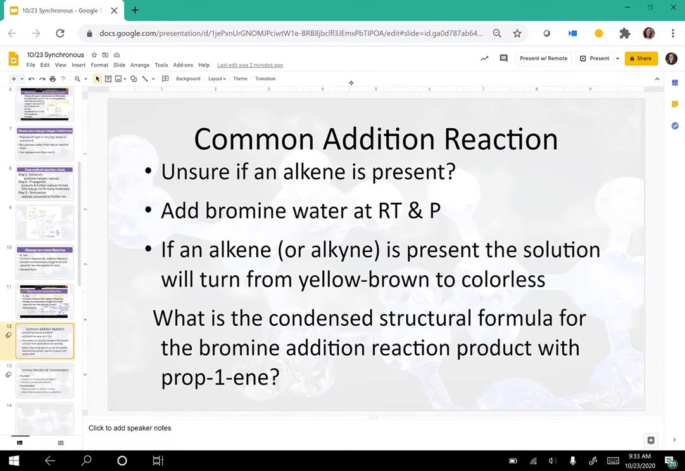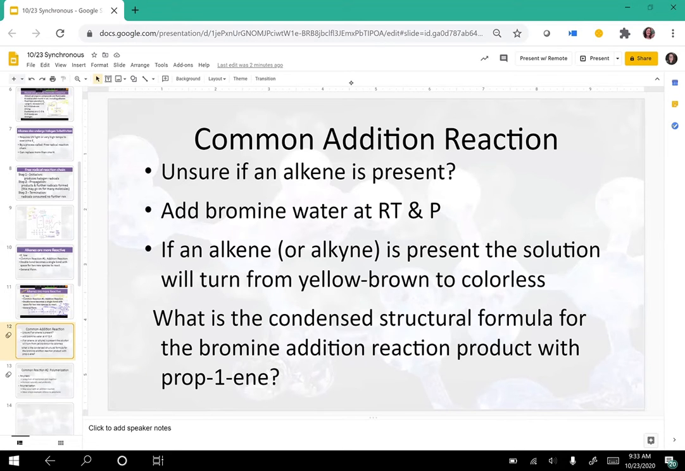So we talked about those double bonds breaking, and then we add new molecules, which would be like an H2 or an H2O onto it. Sometimes we don't know if a mixture contains a double bond or a triple bond. We just know that it's some mixture of organic molecules. So if we're trying to figure out what kind of mixture of organic molecules we have, we can add it to bromine water.